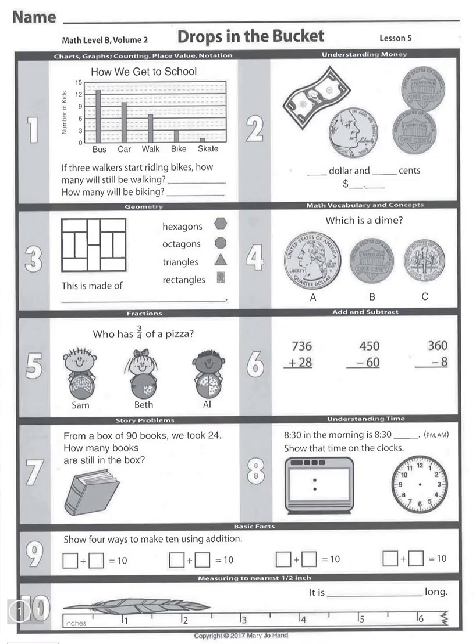All right, this is Drops in the Bucket, Book 1, Lesson 5, and you know what to do. Name, number, and then the date up there. And when you're ready to go on, let's look at number 1.